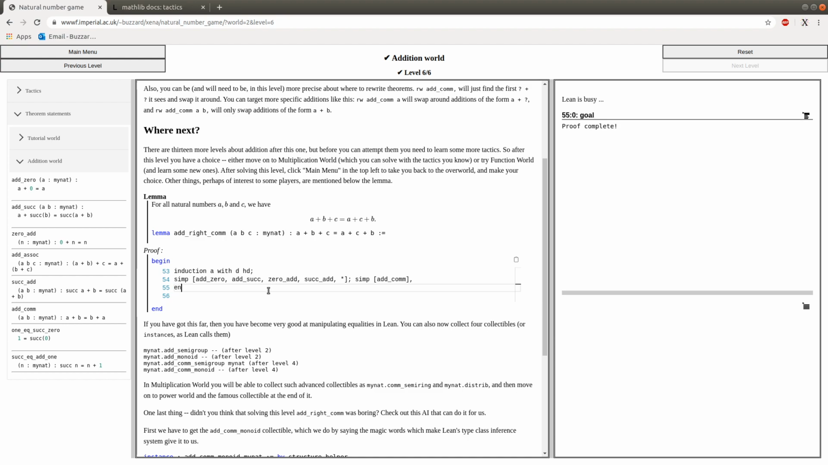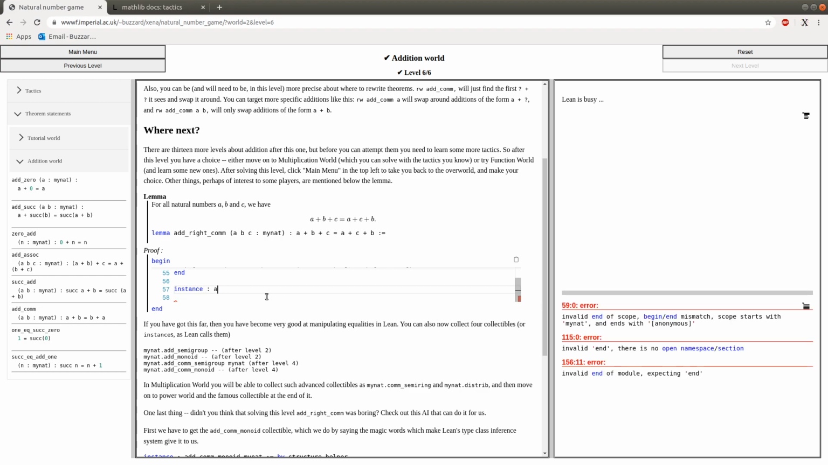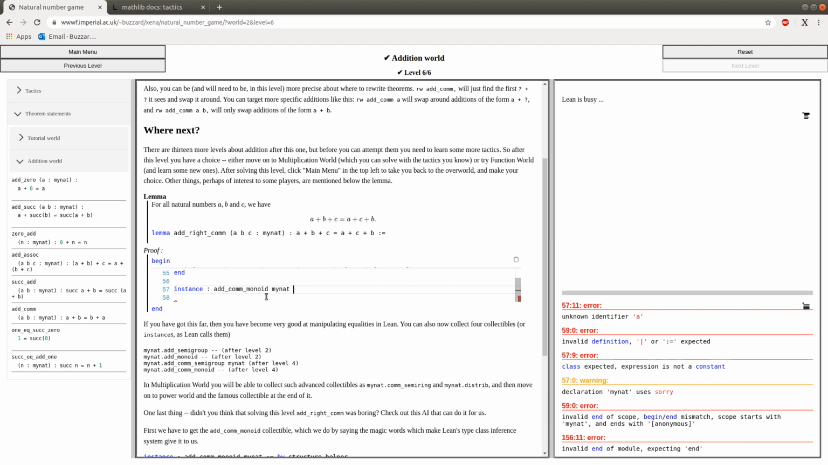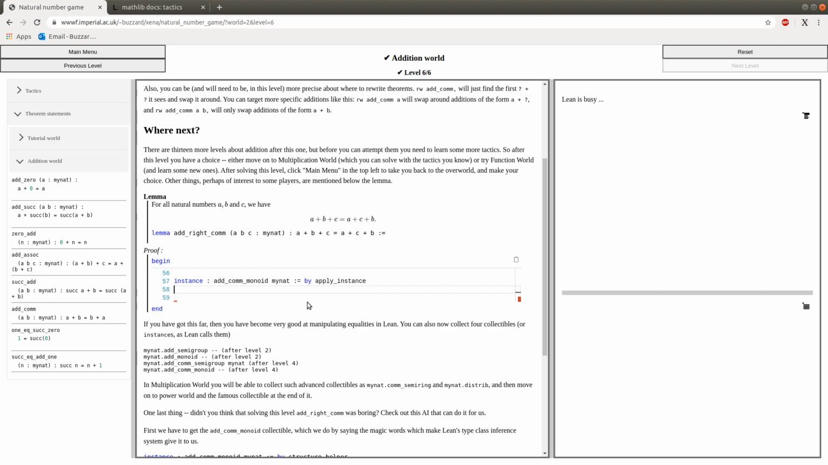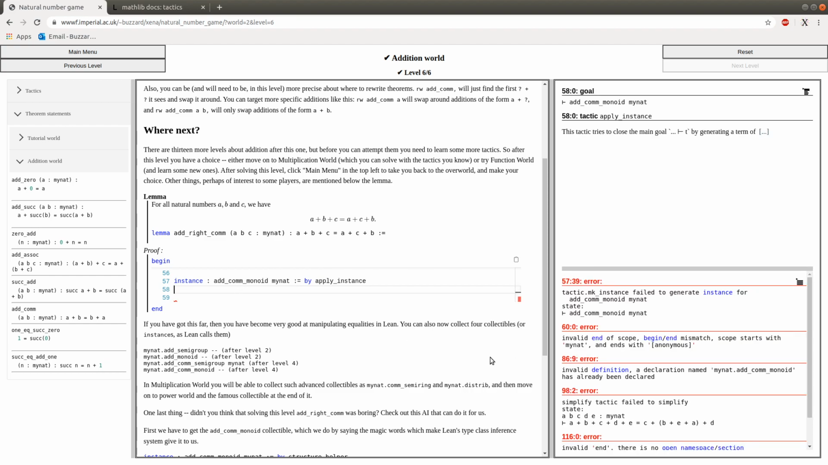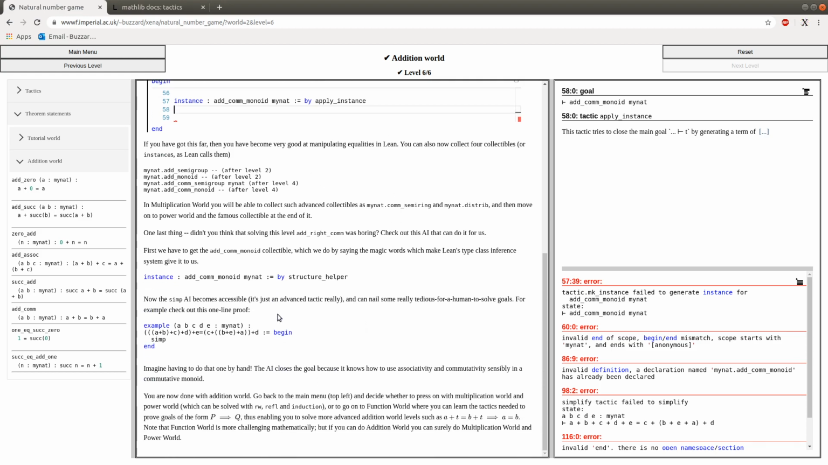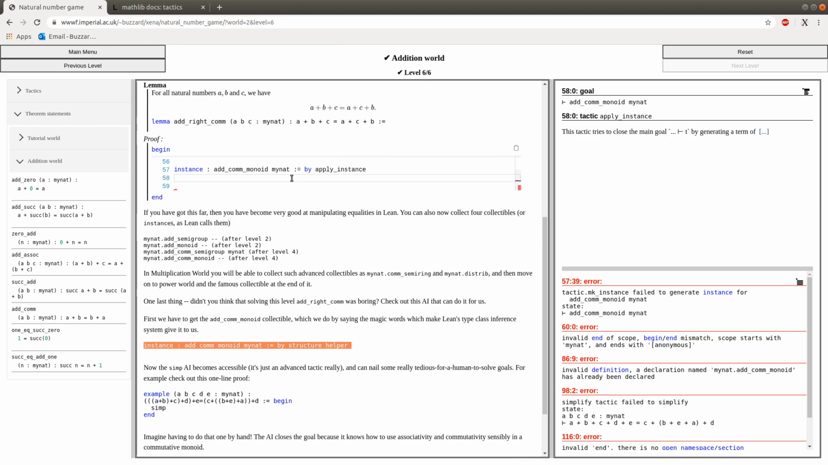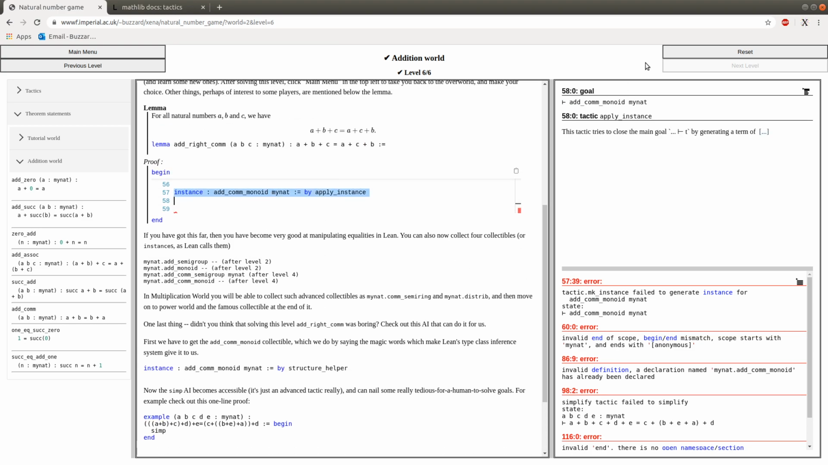So I can probably escape there, and so now instance add_comm_monoid. What can I do? Instance add_comm_monoid mynat. There, by apply instance. Oh, there is a chance that this won't work because somehow, let's try. Lean is busy. Oh no, it's somehow okay. So unfortunately I add the instance underneath where I add the instance. Yeah, I add the instance here, and so we can't play with the instance. Okay, so let's just leave it alone.